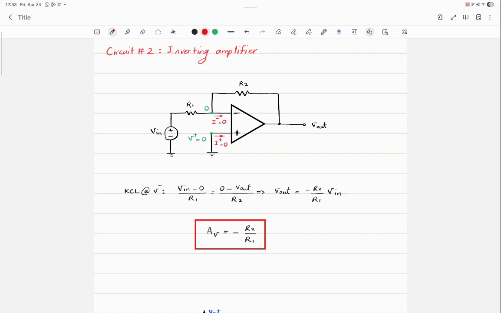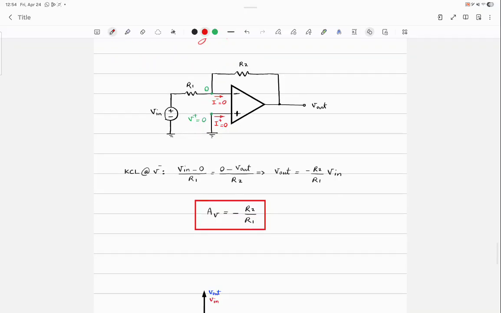Any problem with my calculation? Let me do that as well. Let me write the gain equation again because you're new to this concept. Okay? Now, that's the gain value. For example, if R2 is 10 times bigger than R1, you get a gain of negative 10. What does a gain of negative mean?